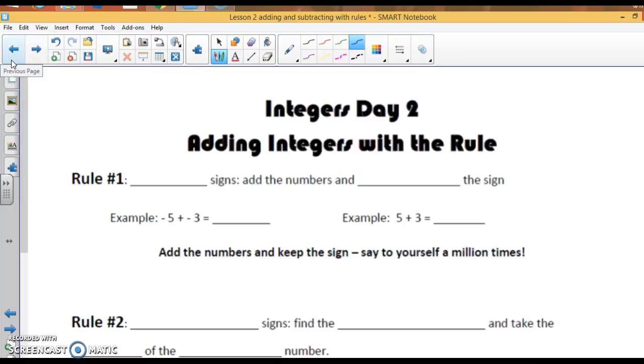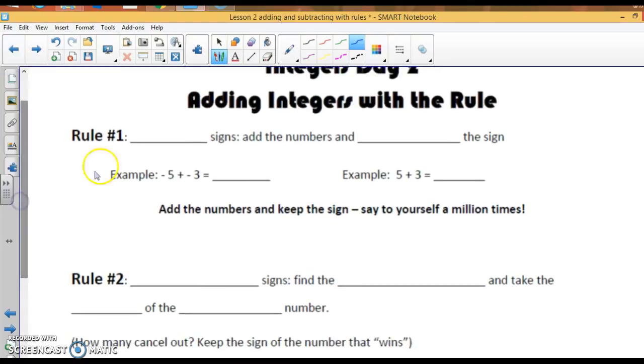All right. Now, on to adding integers with the rules. So, rule number 1, if the signs are the same, you add the numbers and keep the sign. For example, -5 plus -3 is -8. Think about it this way. You owe somebody $5 and you owe them 3. Don't you ultimately owe them 8? This one, 5 plus 3, they're both positive. So you add and keep the sign. 5 plus 3 is positive 8.